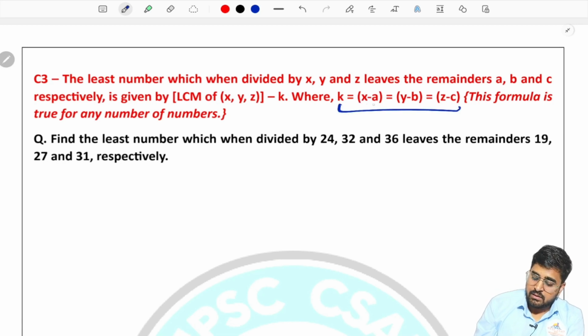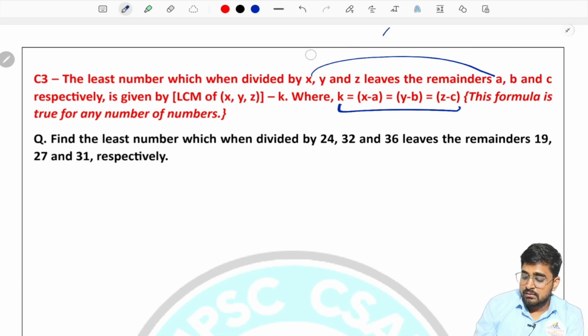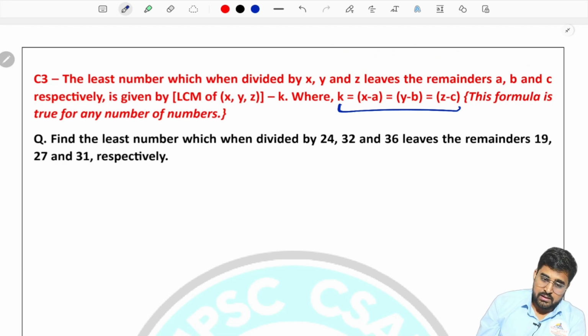For example, when you subtract these two terms, whatever the result comes, for example alpha, this alpha should be equal to the difference y minus b, which is beta, and that beta should also be equal to z minus c, which is gamma. Okay, now the differences of the three should be equal. Now let us see here.